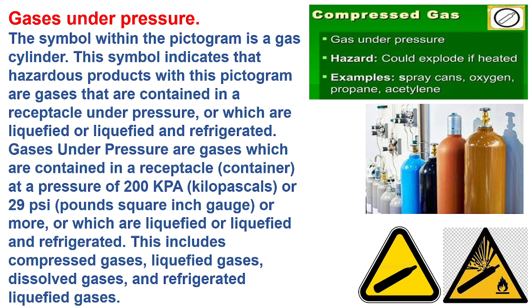Gases under pressure. The symbol within the pictogram is a gas cylinder. This symbol indicates that hazardous products with this pictogram are gases that are contained in a receptacle under pressure, or which are liquefied and refrigerated. Gases under pressure are gases which are contained in a receptacle at a pressure of 200 kPa or 29 psi or more, or which are liquefied and refrigerated. This includes compressed gases, liquefied gases, dissolved gases, and refrigerated liquefied gases.